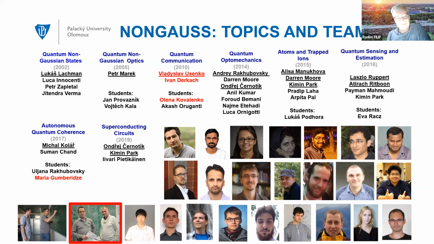I would like to emphasize the role of Vladyslav Usenko, who came from Ukraine. He was my first foreign postdoc, more than 10 years ago. With him we started to collaborate on quantum key distribution, and this is what we still do to this day with big success. He has already involved other people from Ukraine, like Ivan Derkach, Olena Kovalenko, and Maria Gumberidze, who is now switching from one subfield to another.